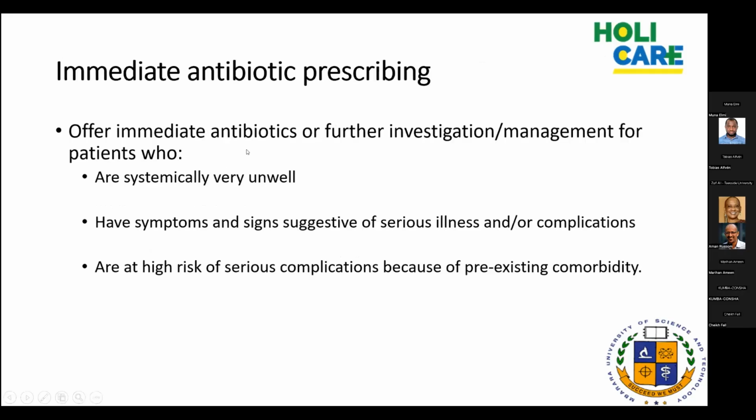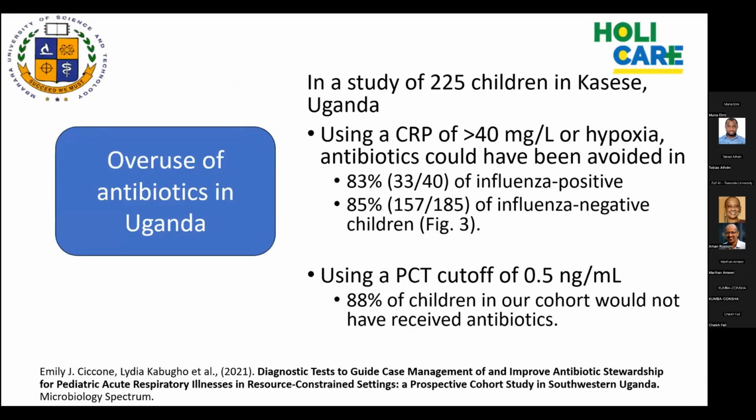The children who need antibiotics, as I mentioned earlier, will be those who are systemically very unwell, those who have symptoms and signs suggestive of serious illness or complications, and those who are at high risk of serious complications because they have pre-existing comorbidity, as I mentioned earlier. Those often get admitted and get given antibiotics.